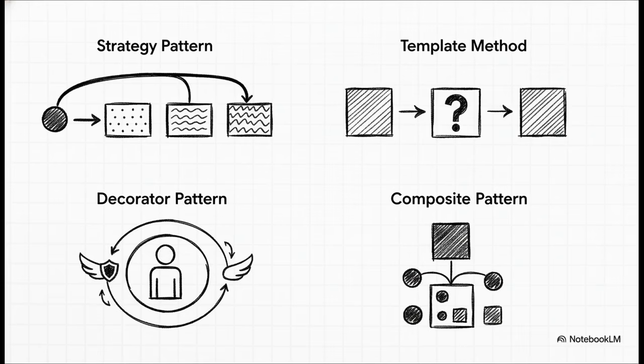The strategy pattern lets us isolate things that change. The template method helps us reuse code without duplication. The decorator gives us flexible ways to extend features. And the composite pattern lets us build complex structures from simple pieces. These are the tools that let us manage complexity as our systems inevitably grow.